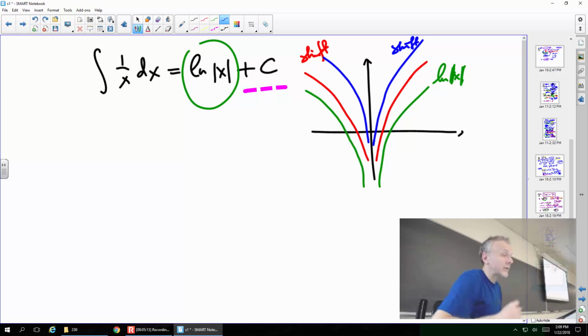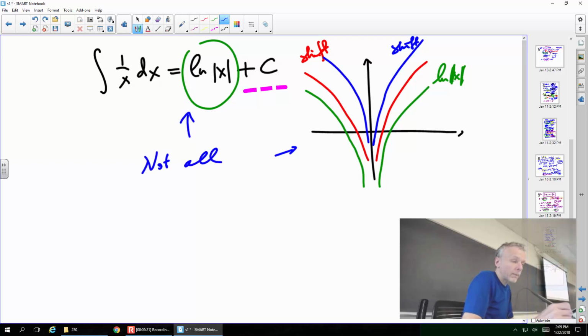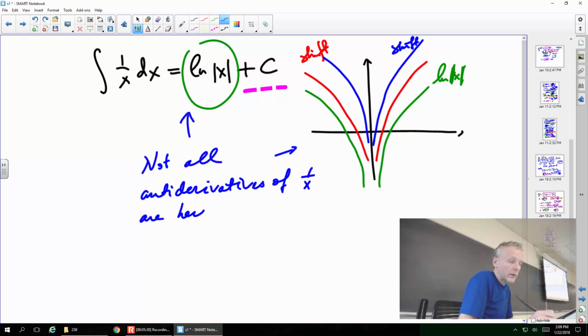This is not, however, the answer. Not all the antiderivatives of 1 over x are here. Even though the rule applies, the rule states that if you found one, you have all. So you found one antiderivative, and by shifting the antiderivative, you can find all the rest of the antiderivatives. That is the rule. There is, however, a caveat. You know what that caveat is? From calculus 1, possibly?